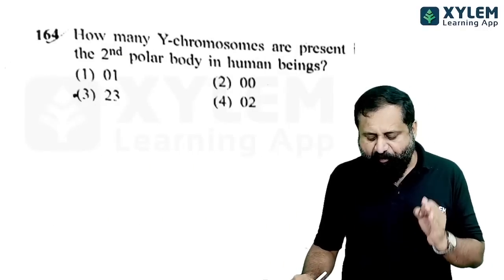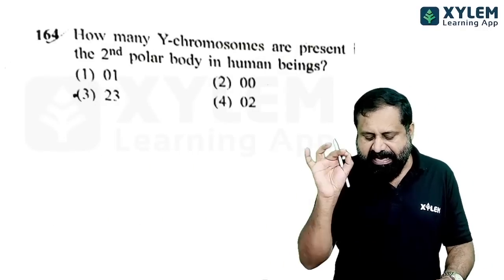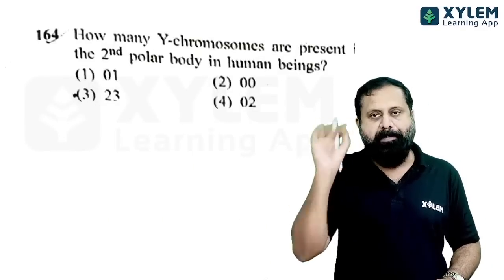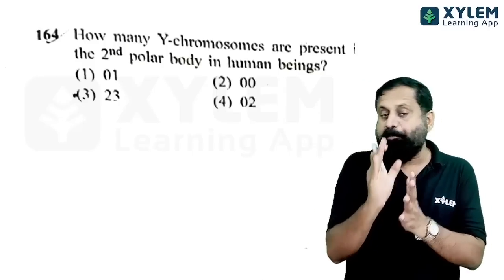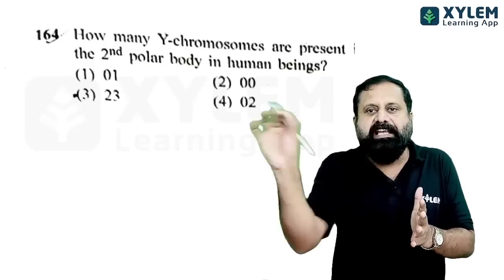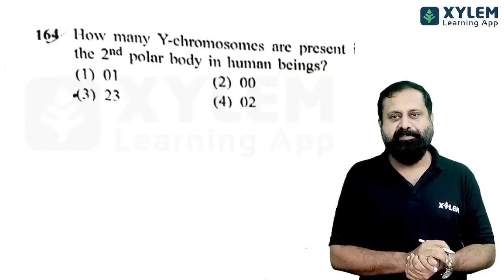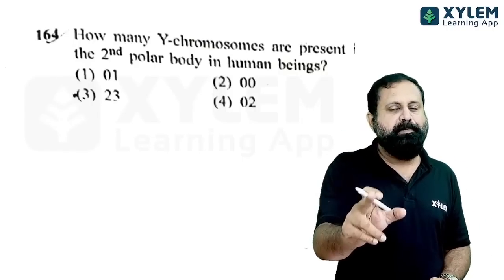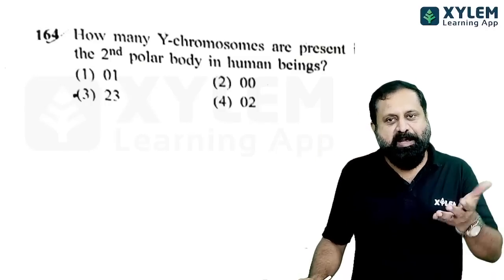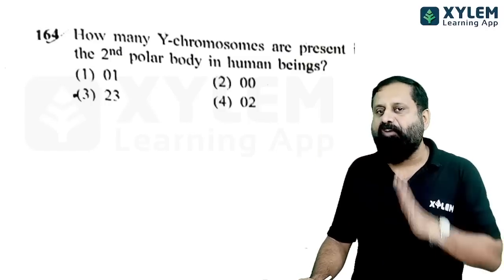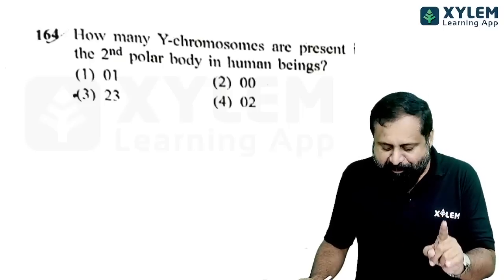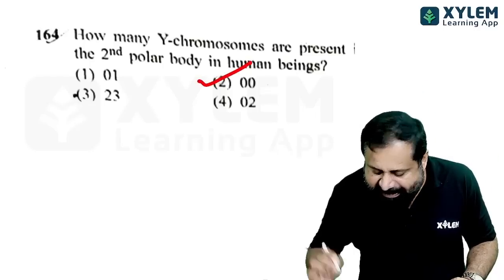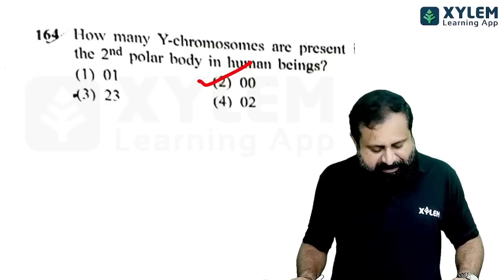164. How many Y chromosomes are present in the second polar body in human being? The polar body is produced only during oogenesis in female, not in male. Where is the Y chromosome? Y chromosome is present only in male. So in oogenesis, during polar body formation, there is no Y chromosome. So the answer is 0. 0 is the answer.